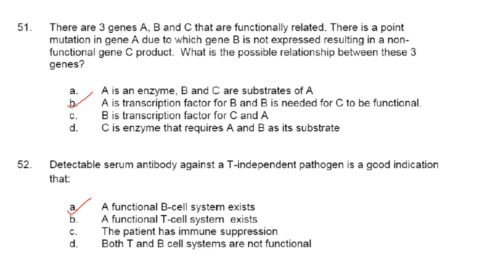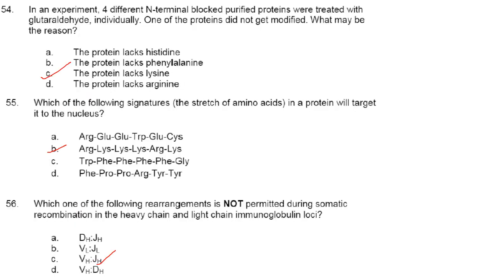Then next one. Detectable serum antibody against a T-independent pathogen is a good indication that a functional B cell system exists. Answer is option A. So it is a T-independent pathogen, and you have detectable serum antibody levels, so a functional B cell system exists.